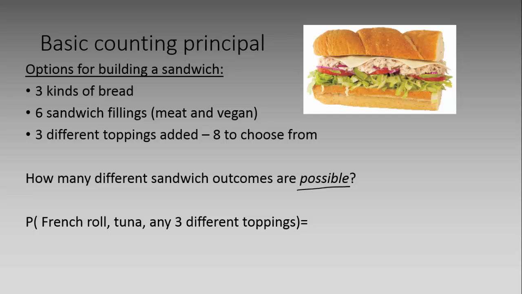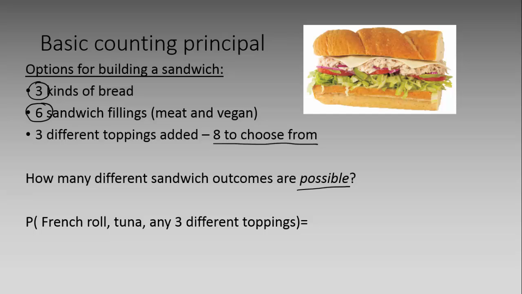Okay, so for kinds of bread, clearly there are 3. For sandwich fillings, there are 6 different ones. Toppings is a little different. It says you can choose 3 different toppings. You have 8 to choose from. So there's 8 different kinds of toppings, and you get to choose 3.